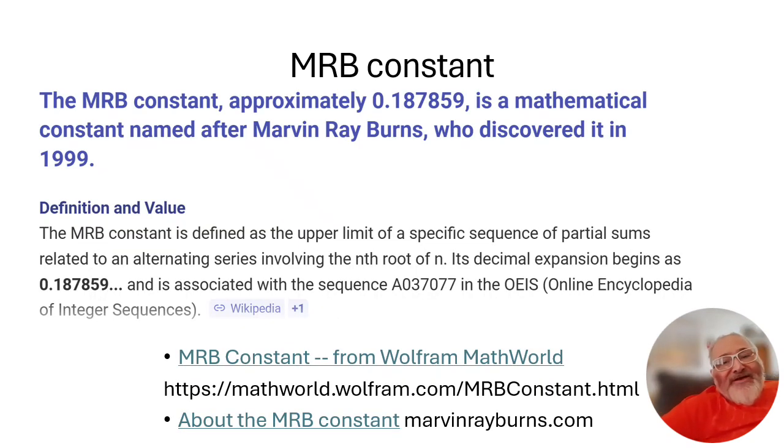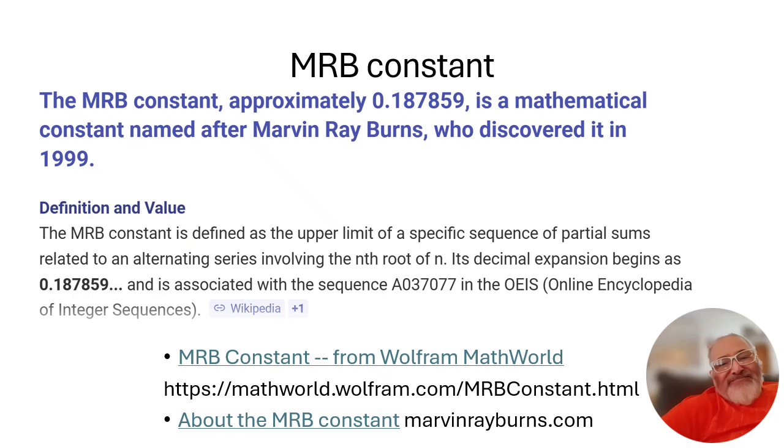The MRB constant, approximately 0.187859, is a mathematical constant named after Marvin Ray Burns, who discovered it in 1999. The constant is defined as the upper limit of a specific sequence of sums related to an alternating series involving the nth root of n.